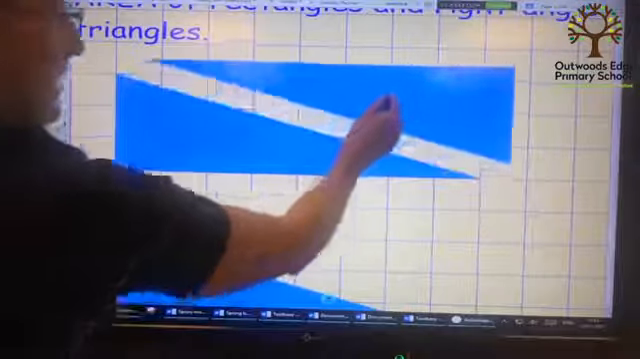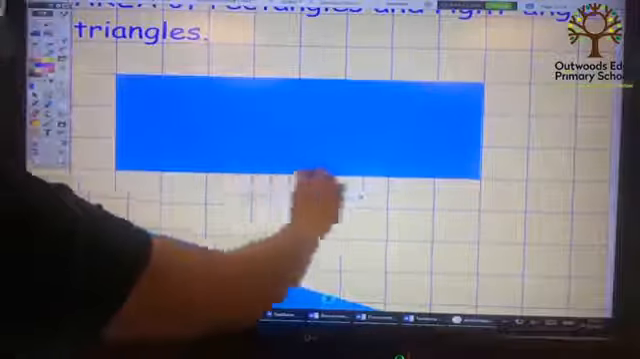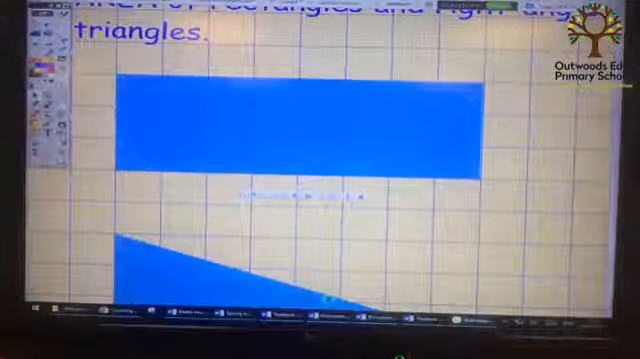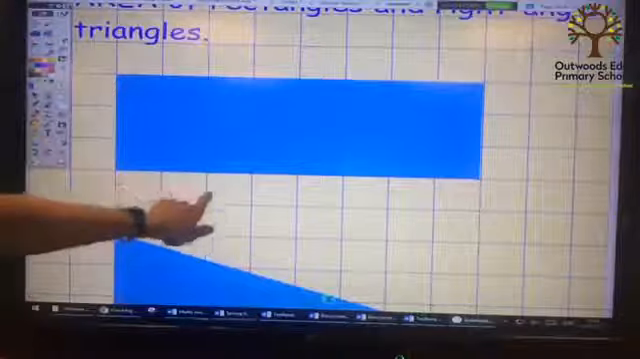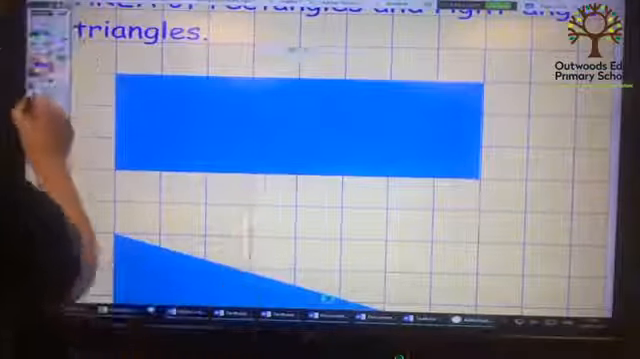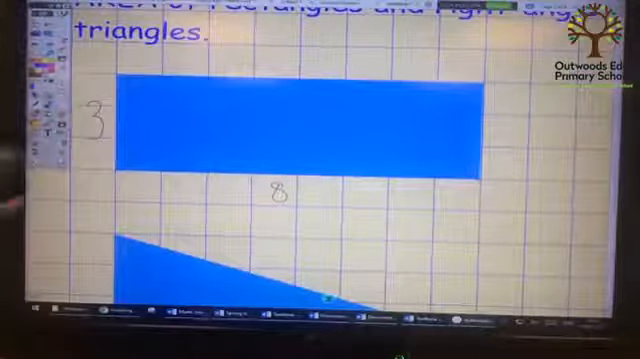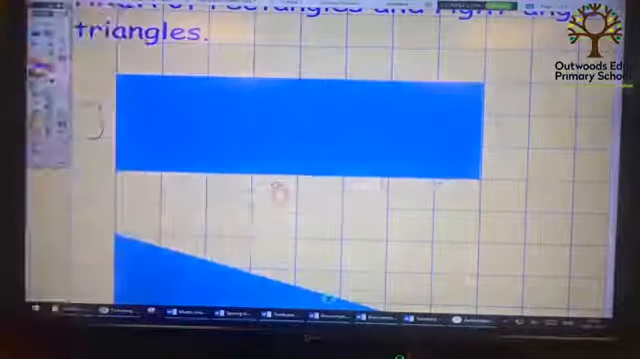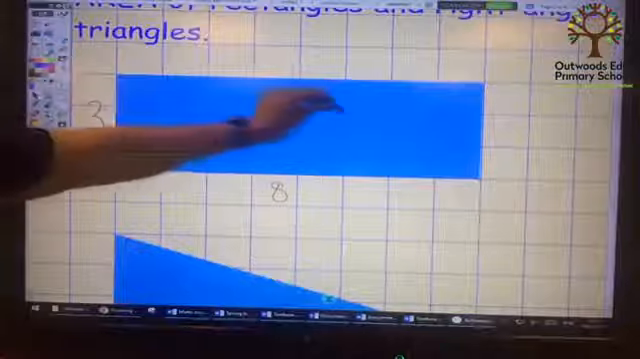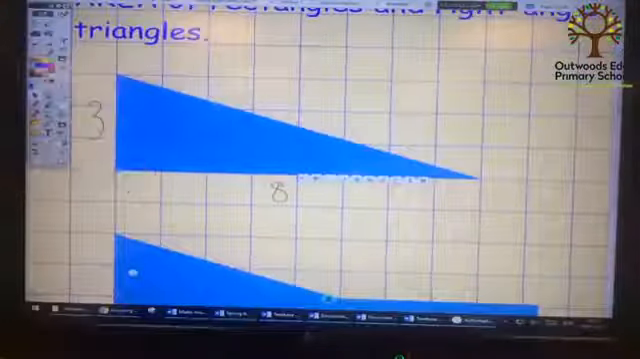So to calculate the area of a right angled triangle, all we need to do is calculate the area of the rectangle and halve it. So in this particular example I can count the squares: 1, 2, 3, 4, 5, 6, 7, 8 squares across and 3 squares tall. So I know that 3 times 8 is 24, so the whole rectangle would be 24 squares, but because I don't want that rectangle there, I'm just looking at this, I've got to halve it.